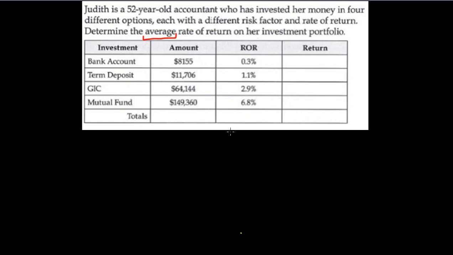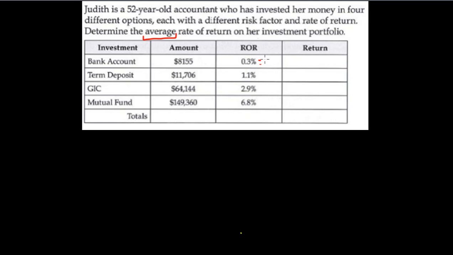The right thing to do here is to calculate the return on each of her types of investments that she has, and then add up all of her return afterwards. So what we're going to do here is get what her return is if her amount was $8,155 and her rate of return was 0.3%. So let's go ahead and figure out what her rate of return is. We're basically just multiplying these things as decimals, and I'll write down the decimals for us, because that also can be something that we get a little bit hung up on.